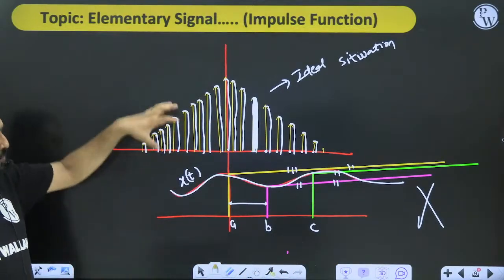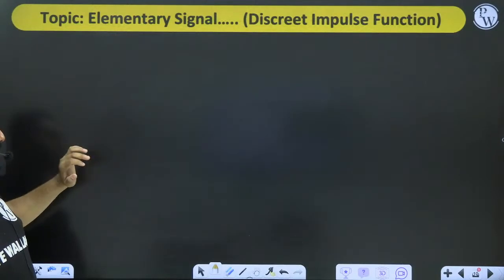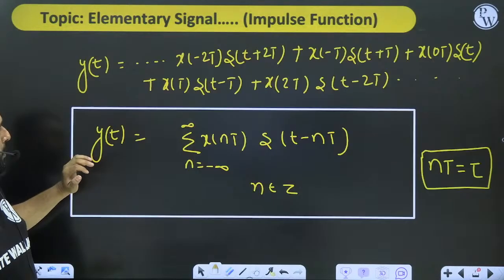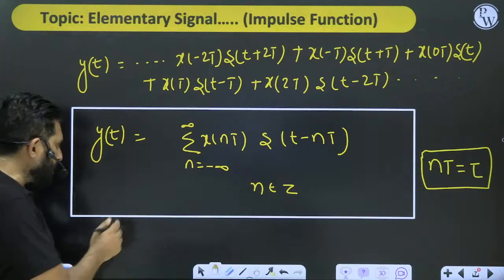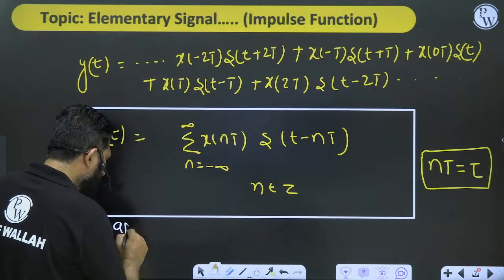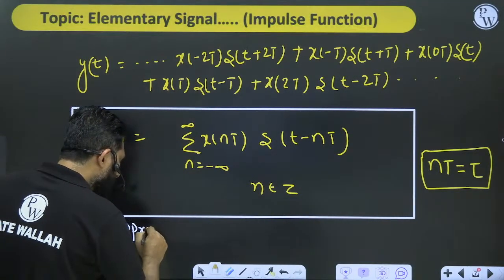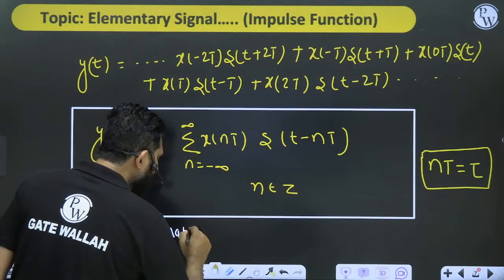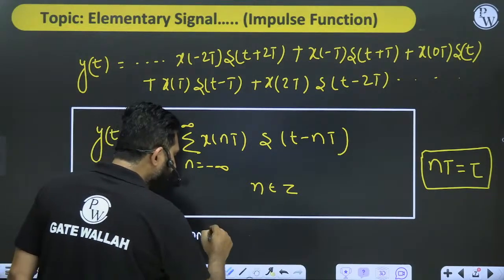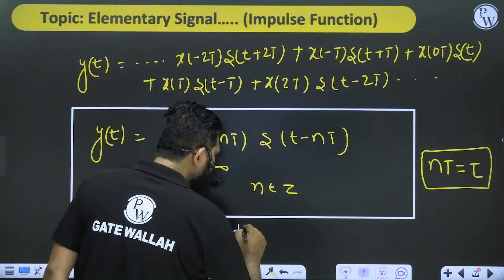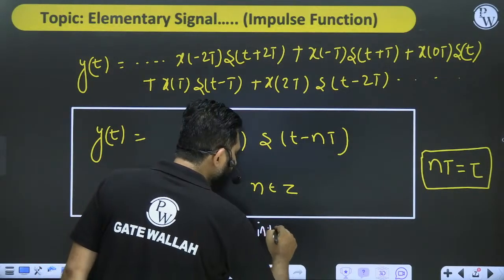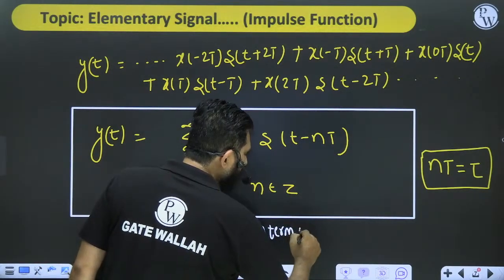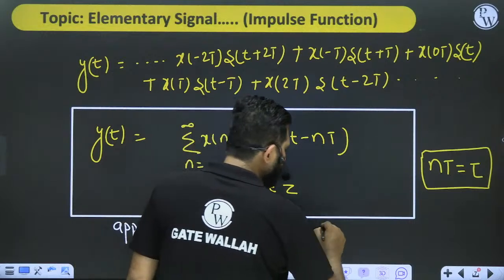Okay, so this property we call the approximation of a function in terms of impulse function.